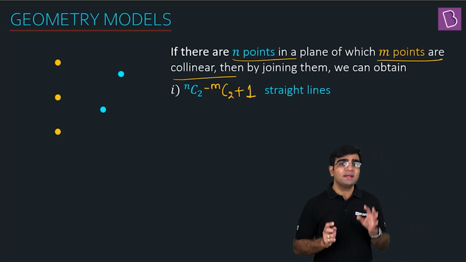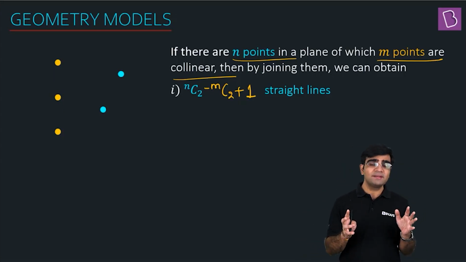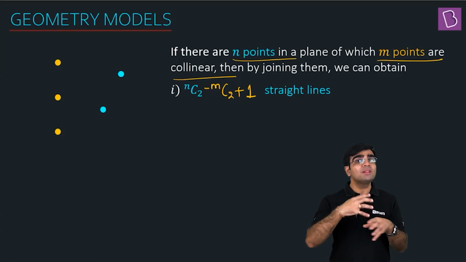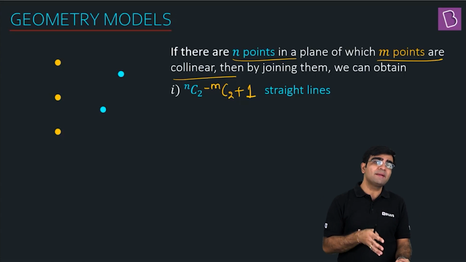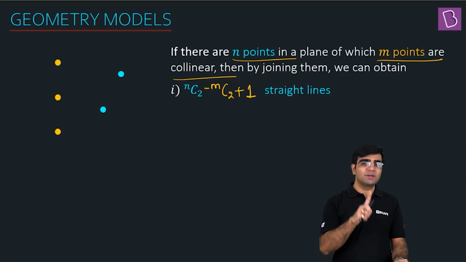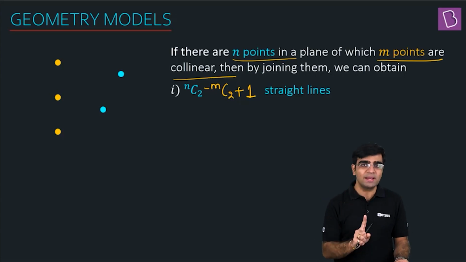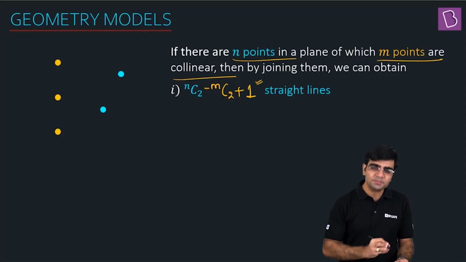Do you understand? NC2 is the total number of possible lines minus MC2, all the possible lines which I am getting from those collinear points only. But I need to count that line once because even if they are collinear, they will definitely form at least one line. So I need to add that one here.